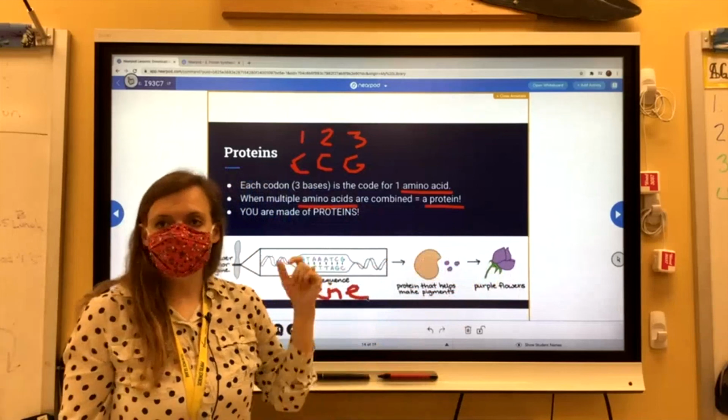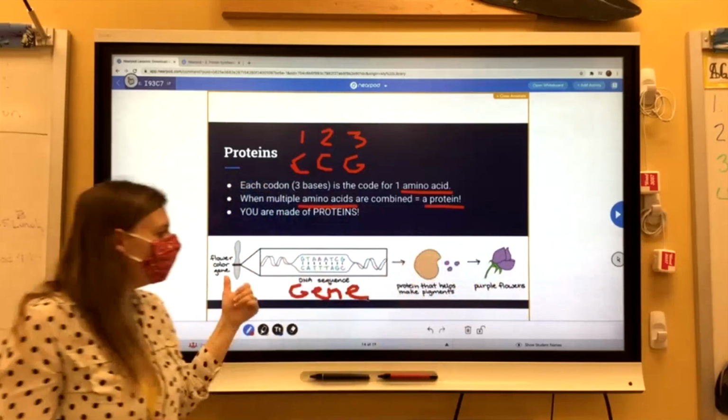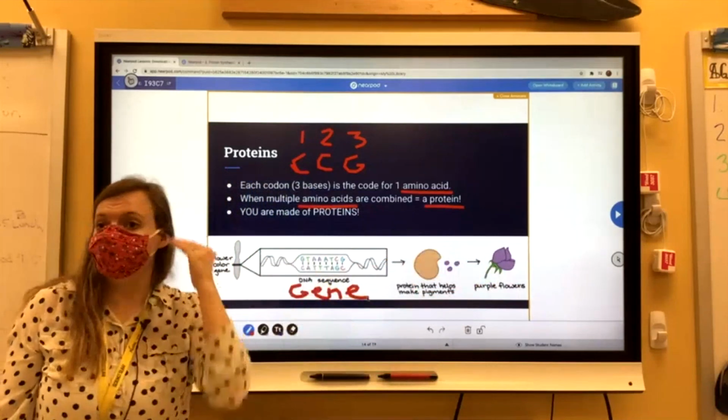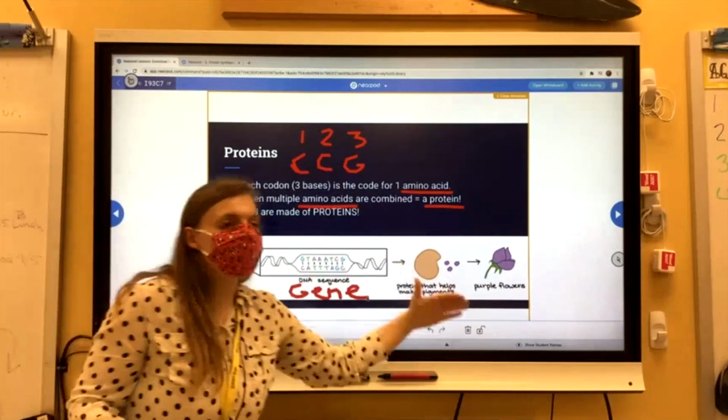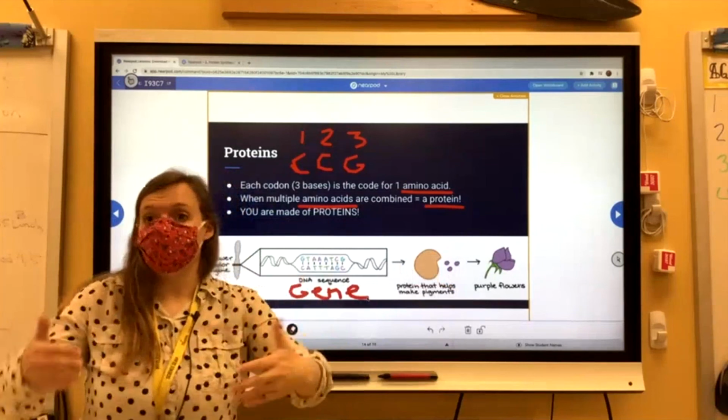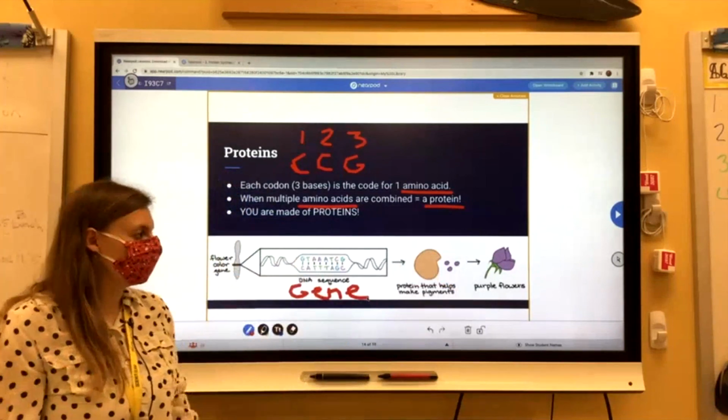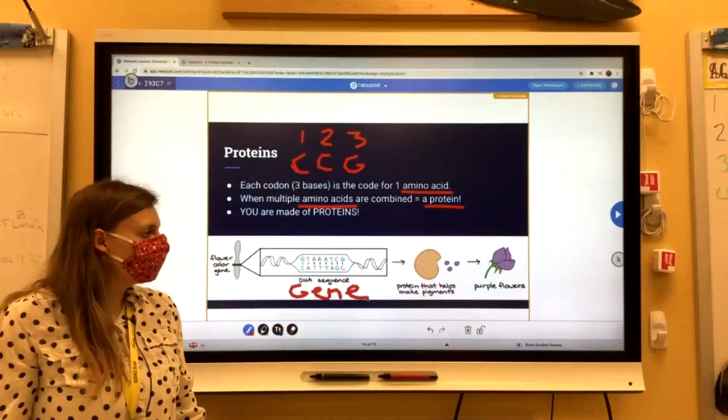So that's really just how this works: the DNA is the code for your hair color, for your eye color, for your height. And the proteins are what make you that height or hair color, stuff like that. So kind of an interesting process.